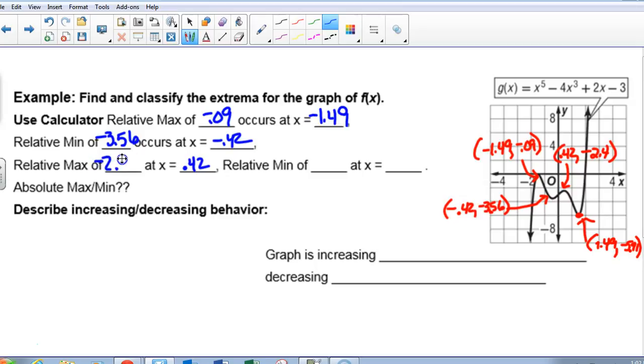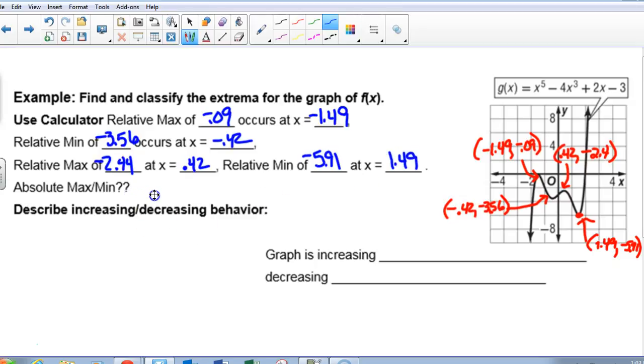Is it? Anybody have more decimals on that one? Negative 2.4? It was 4.4? Okay, thanks. And then one last minimum on the far right. The value was negative 5.91 of the function when x was positive 1.49. Did I get that right? Okay. What did we decide?